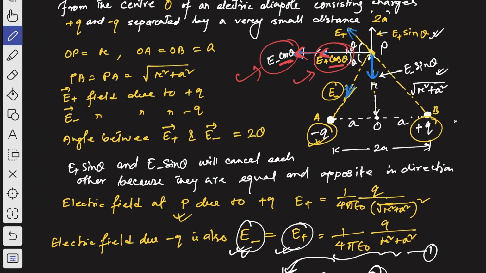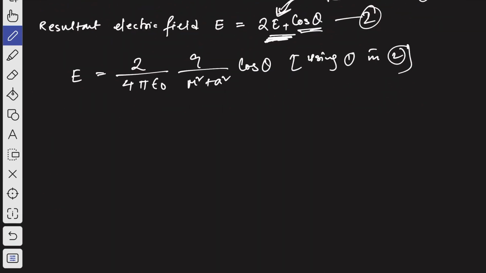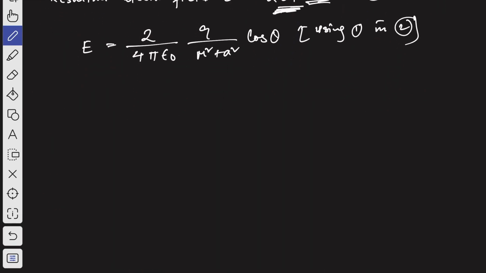Now you see from this diagram, if you take this triangle, so let's move back to the diagram. If you take this triangle POB, this side is A and this is R. We have considered here, if this angle is theta, then this must also be theta and this angle must also be theta, right?